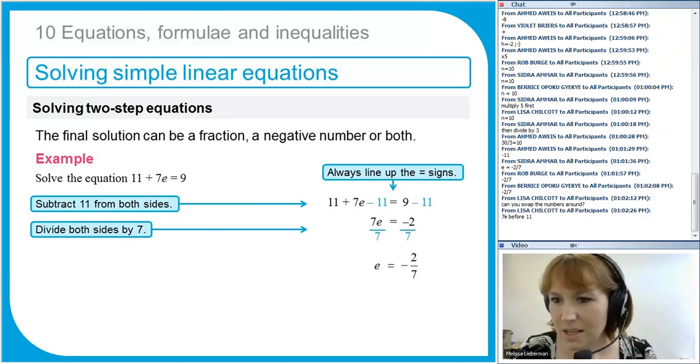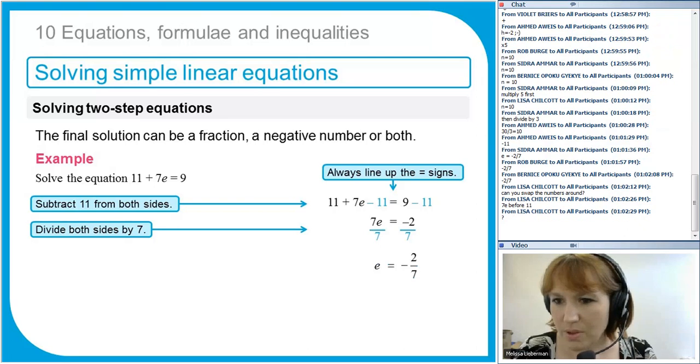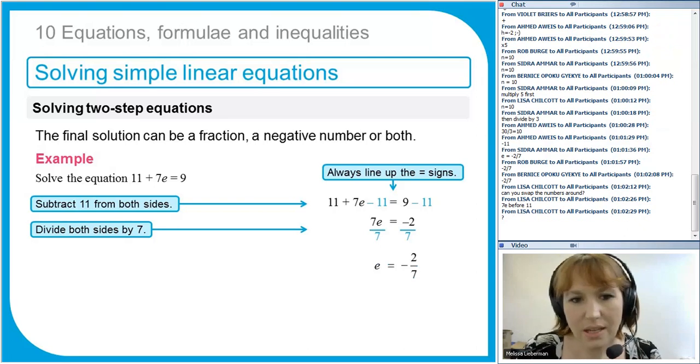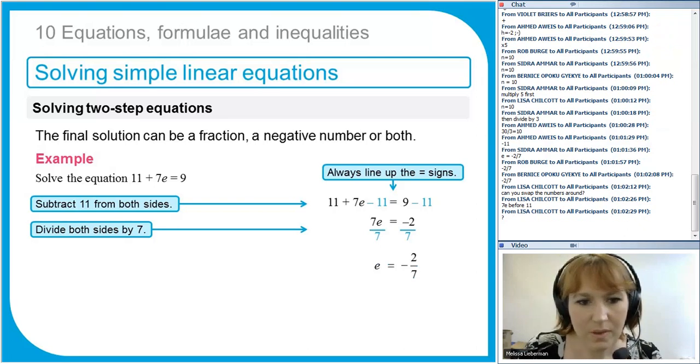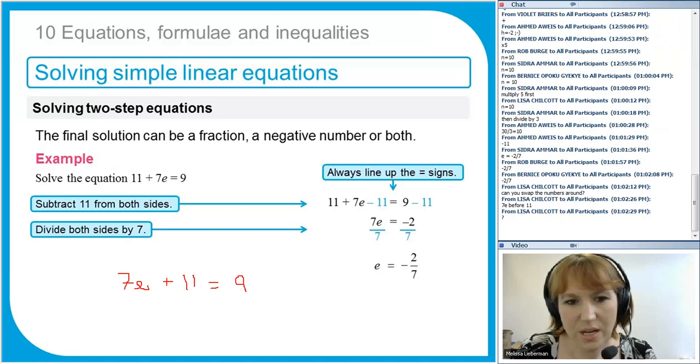That's exactly right. Lisa, can you swap the numbers around, 7e before 11? Yeah, you can. You can write this as 7e plus 11 equals 9, it doesn't really make any difference. I was trying to think of a situation where I might do that, if there was a negative number, maybe. But you can do that.